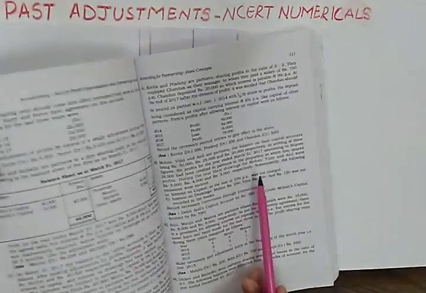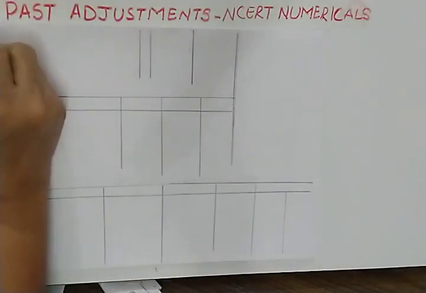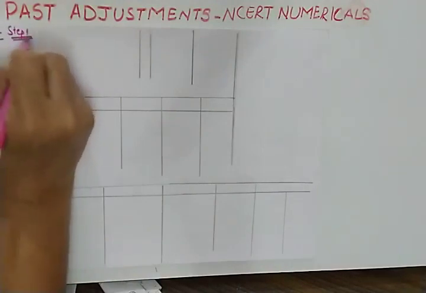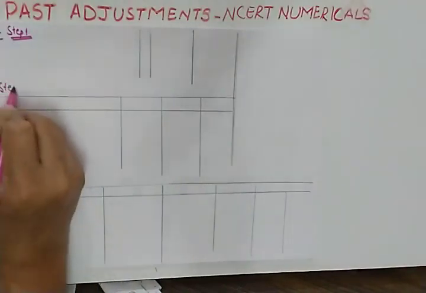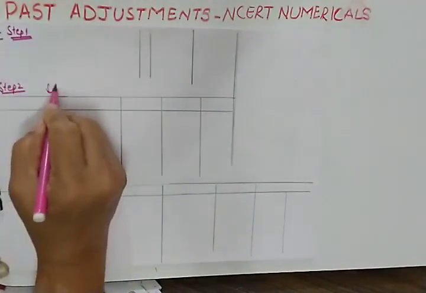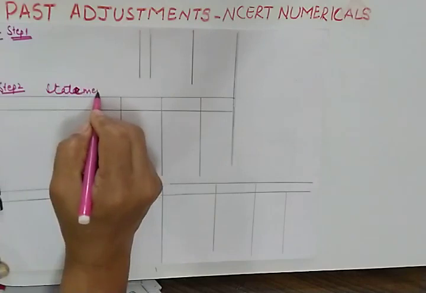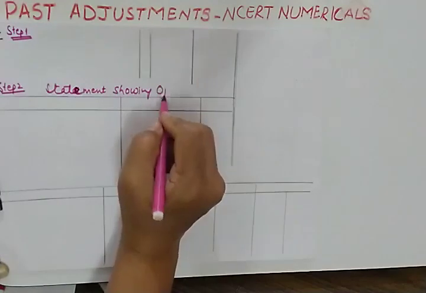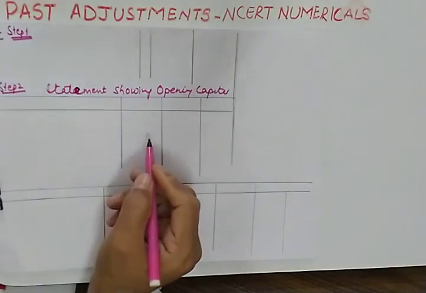So this is a similar type of question where two things are omitted: interest on capital and interest on drawings. So let us start preparing the statement showing opening capital. This is question number 42. So this is step 1. What is there in step 1? We are leaving a format for the journal entry, and this is step 2, where we will be making the statement showing opening capital. How many partners are there? There are 3 partners: Mohan, Vijay and Anil.